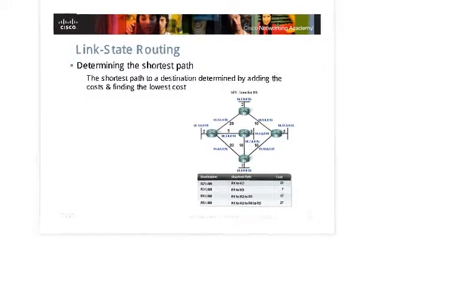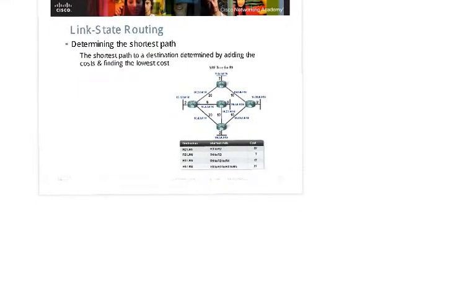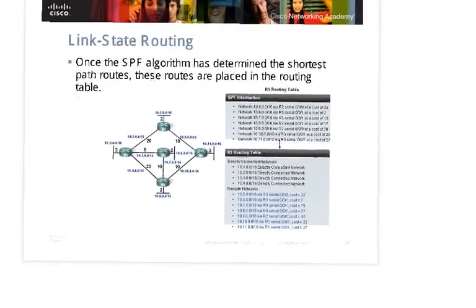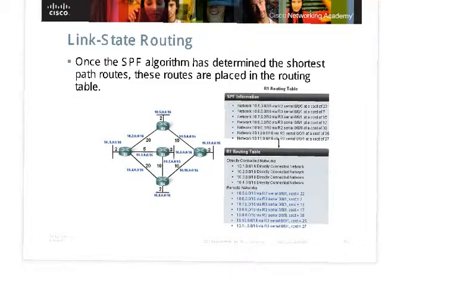And the Dijkstra algorithm will parse all the link state information and create for me what we call a shortest path tree. So it tells me, okay, if you want to go to this destination, you have to go through this next hop, and the cost will be like so, and so on. So this is basically the shortest path tree. Once the shortest path first algorithm has determined the shortest path routes, these routes are placed in the routing table. So the shortest path tree will get inserted in the routing table.